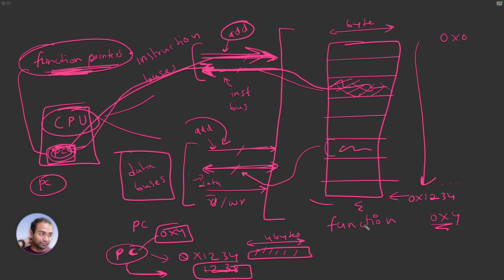Now, again, if this sounded too cryptic, don't worry about it. The key insight is that the program counter is manipulated somehow, and function pointer dereferencing fetches an instruction, and the way we get that instruction is by interacting on the instruction buses.